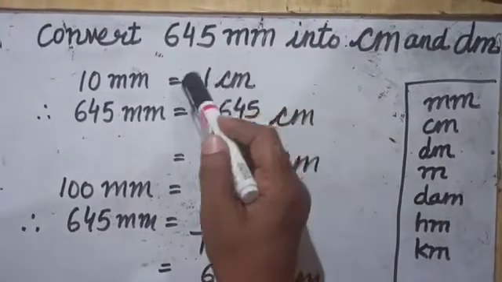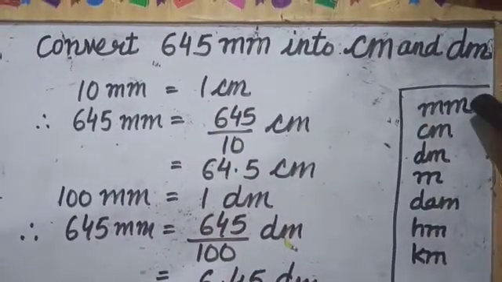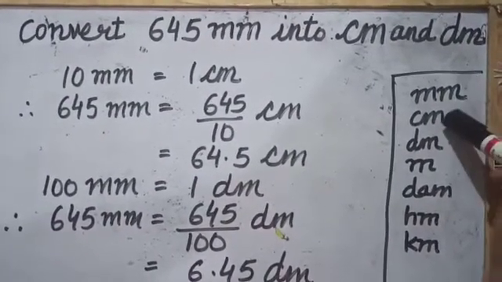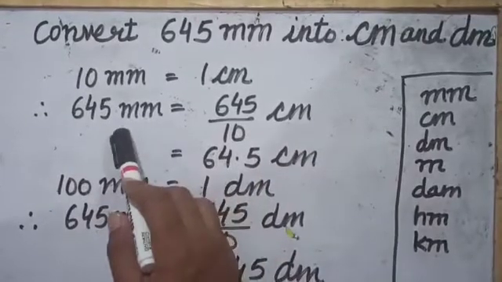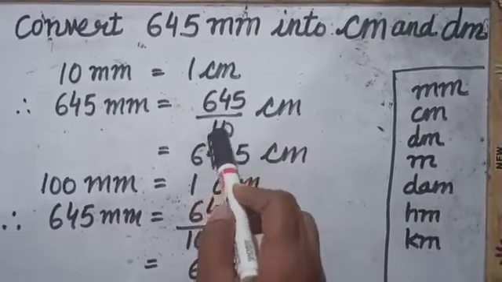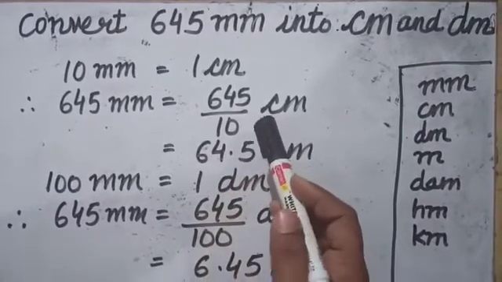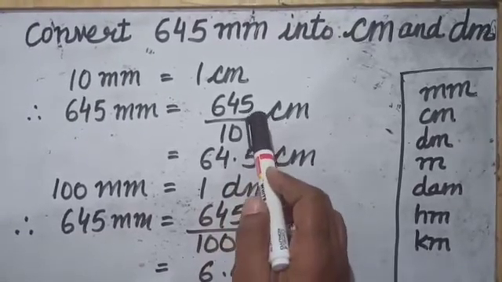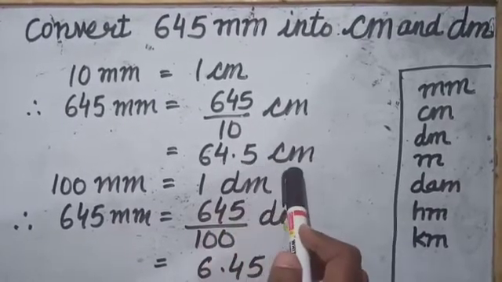Now student, you can see that we have to convert 645 millimeter first into centimeter. When we see the table from millimeter to centimeter, we are going only one step. It means 10 millimeter equal to 1 centimeter. So we divide 645 by 10. Now you have done this kind of division also in chapter decimal. When we divide any number by 10, 100 and 1000, we shift the decimal to the left. So 645 divided by 10, we shift the decimal one step to the left. So the answer is 64.5 centimeter.